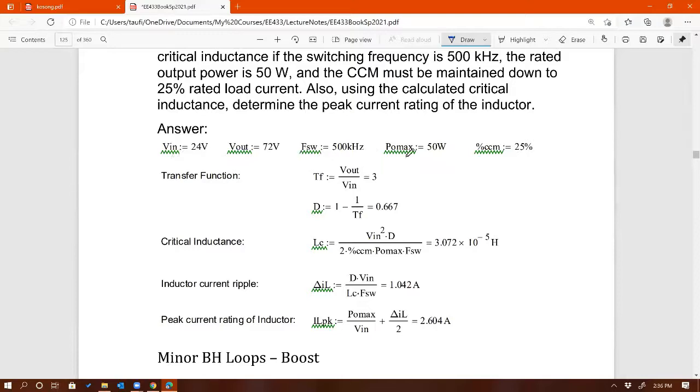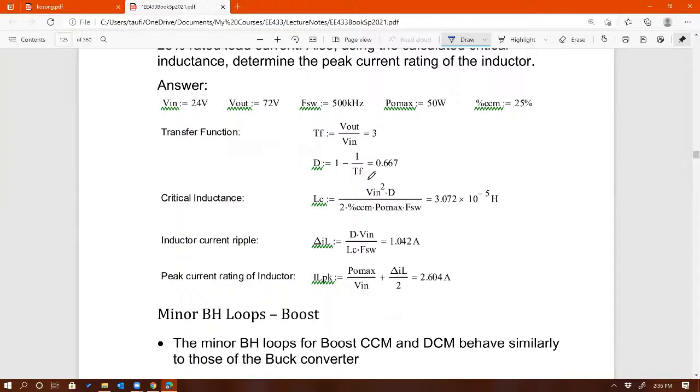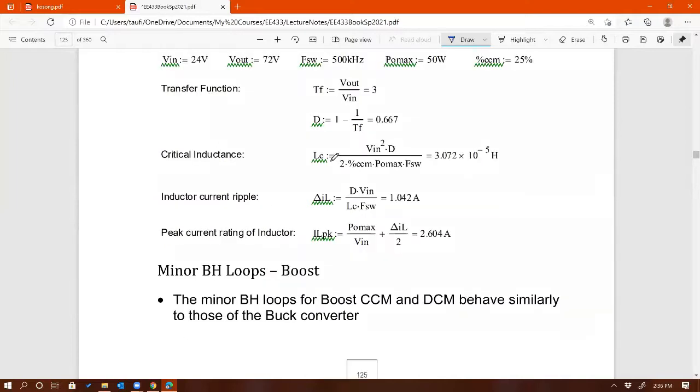Again, I use MATCAD, right? Typing in all the given values, and then I find the duty cycle from the transfer function. My duty cycle there is 0.667 for this example. And then the critical inductance, I just plug in. We have the equation for critical inductance that we derived.